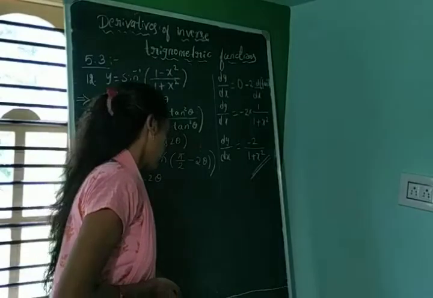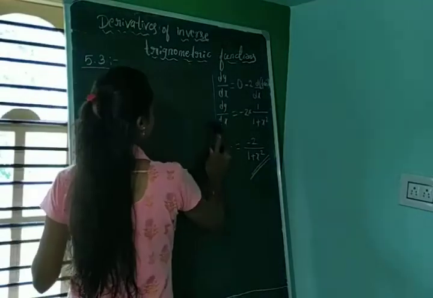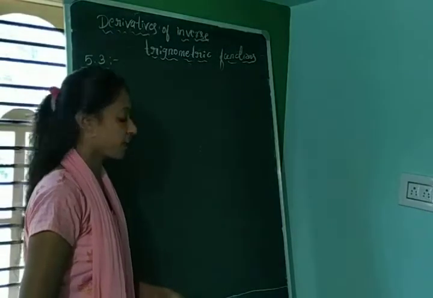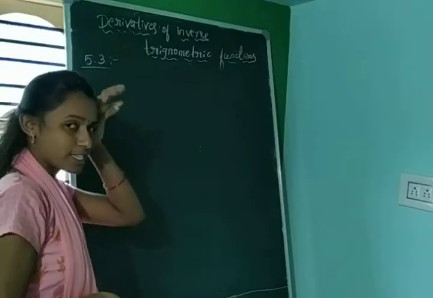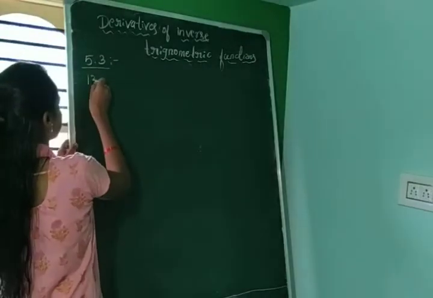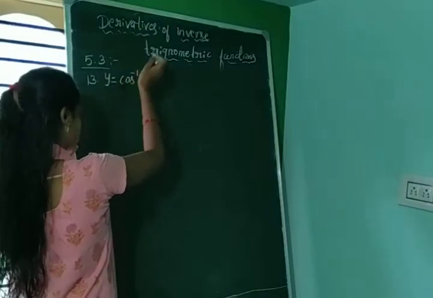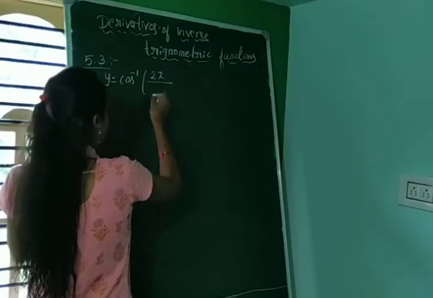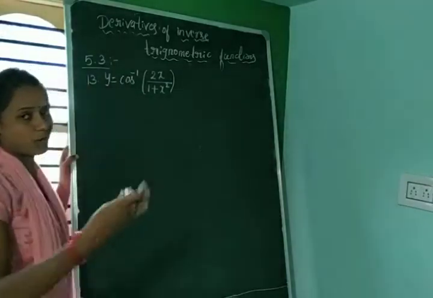Okay. So now let's move on to the 13th. The only thing is you have to remember all the trigonometric formulas. So we need to take a substitution, and if I substitute that, we will get the formula. So we should first do that. The 13th one is: find dy by dx, y is equal to cos inverse of 2x divided by (1 plus x square), where x lies between minus 1 and plus 1.